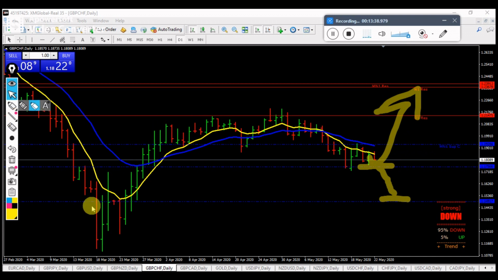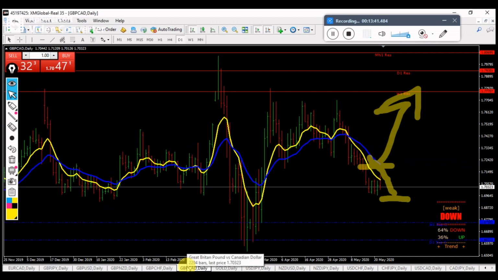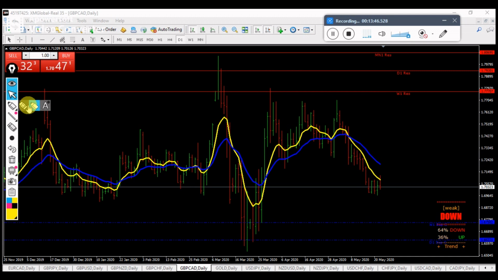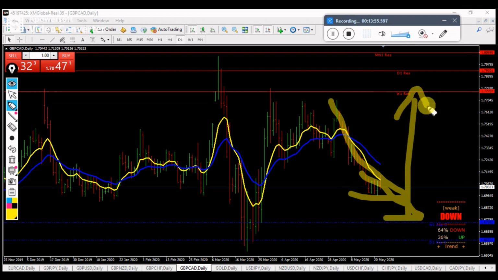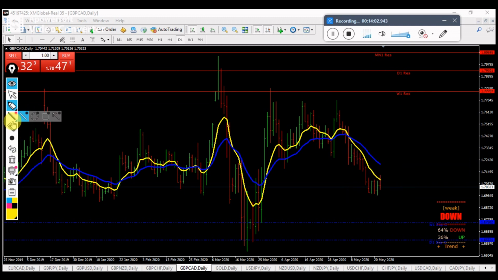Let's move to our next pair, which is GBP CAD. Right now GBP CAD, as you can see, is in between, so I'm not interested in doing any kind of trading because it's going down. When it comes to this level, then I'm gonna buy. So for right now, I'm not interested in GBP CAD. So that's it with our GBP pairs.